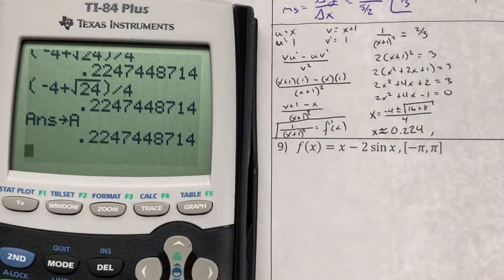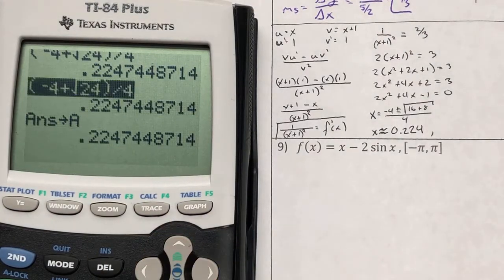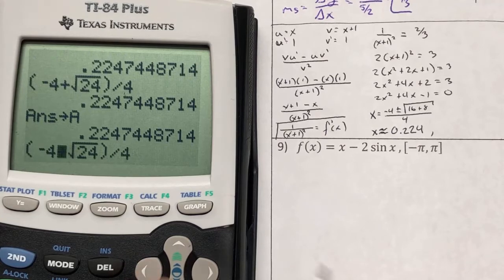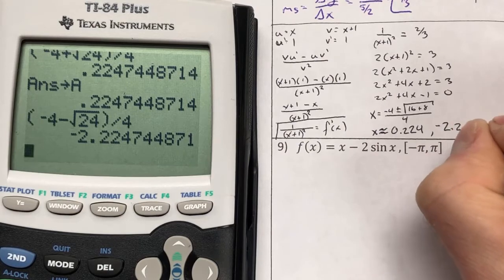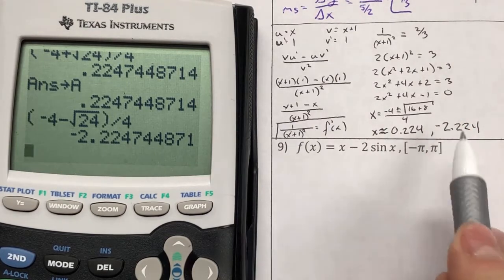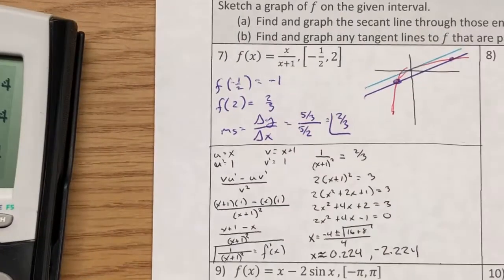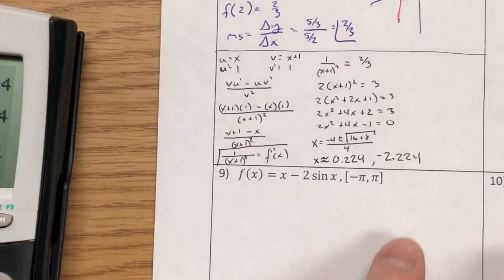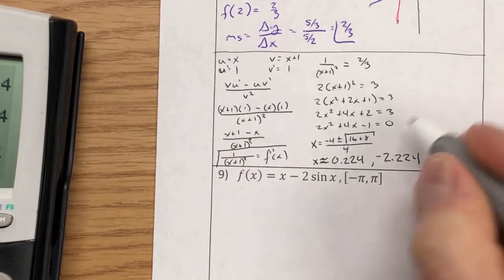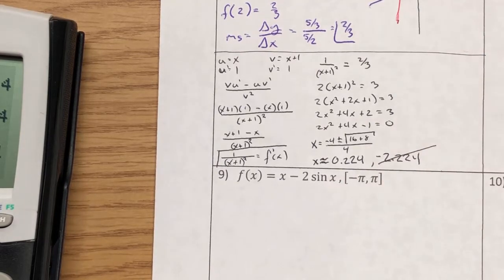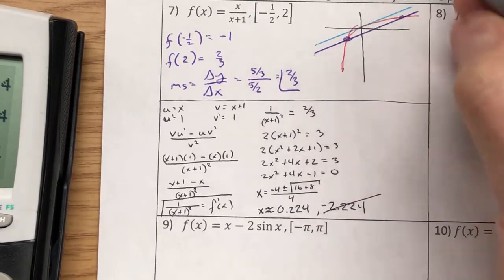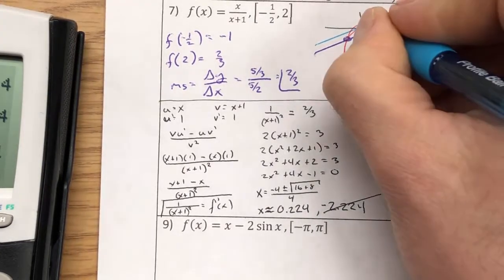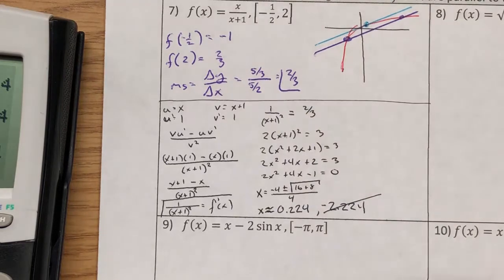Awesome. So my next one is going to be minus, and I notice my next one is negative 2.224. That one is going to be out of the interval, because I'm only concerned with values between -1/2 and 2, which that is not. So I can go ahead and clear that one out. So I know that the x value of 0.224, right about right there, is where my tangent slope is located.